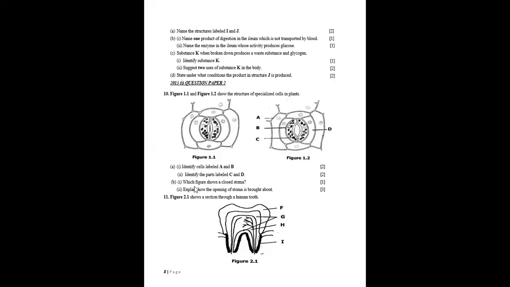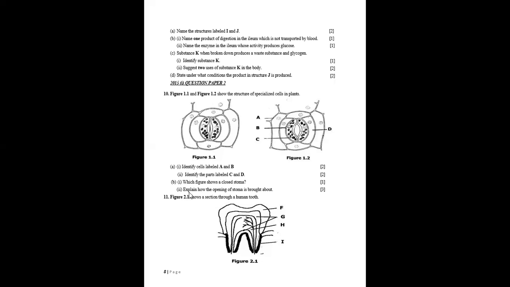Then identify the parts labeled C and D. C is the chloroplast. D is the cytoplasm. Okay, B1. Which figure shows a closed stomata? Figure 1.1. This one is closed, this one is open.